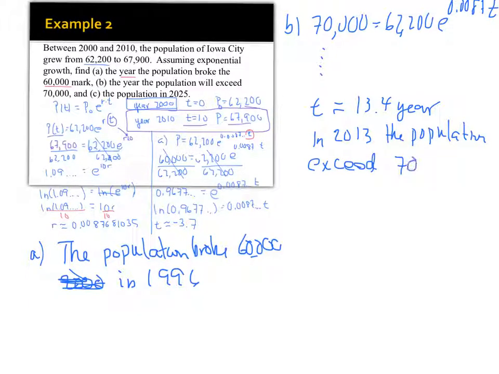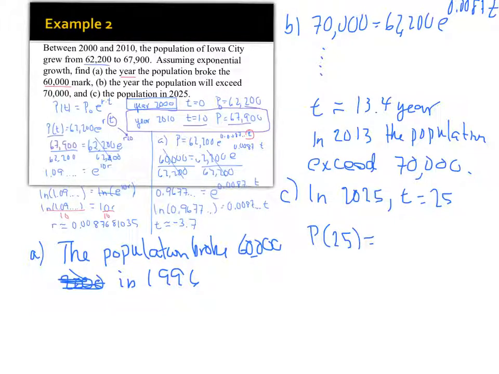I'm not sure if it does. You might want to look up that information online, to see if it's true. If in 2013 it reached 70,000, I would assume that it's probably true. It's probably reasonable. And then finally, you want to predict the population in 2025. So in 2025, that's 25 years after 2000. That means t is 25. And so all this problem is telling you to do is plug 25 into our model.